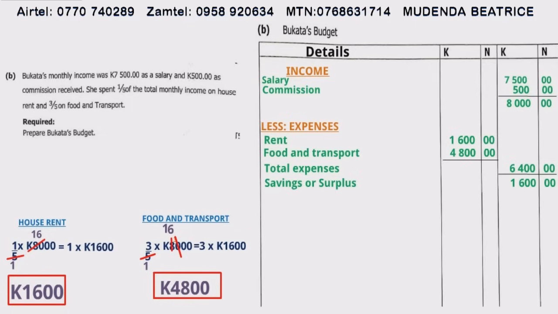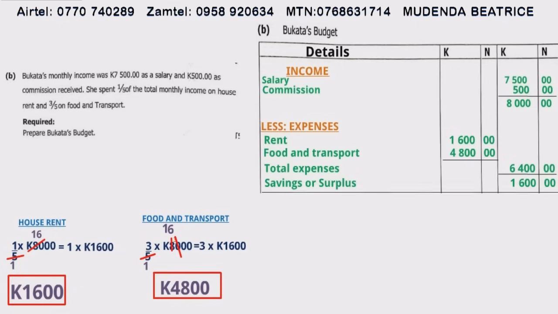Okay, so this is what Bukata's budget will be like. Okay, so Bukata will manage to save some money at the end of the month. Unless he or she encounters an emergency that she didn't plan for, then that's when she can go and use 1,600. Okay, so basically that is the budget for Bukata.